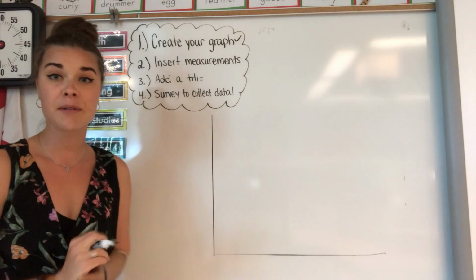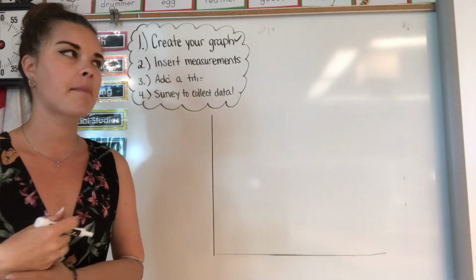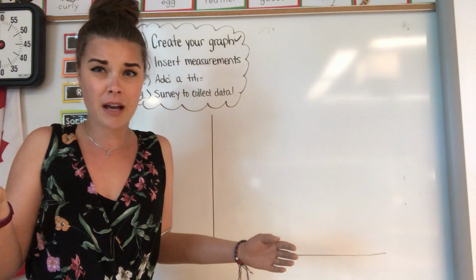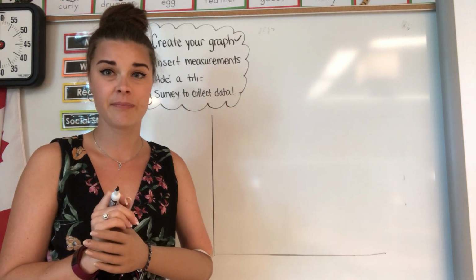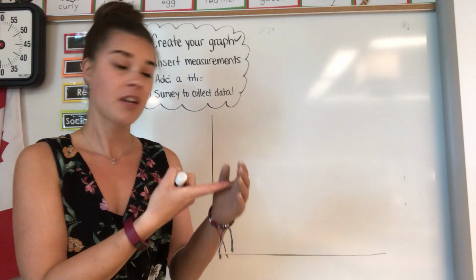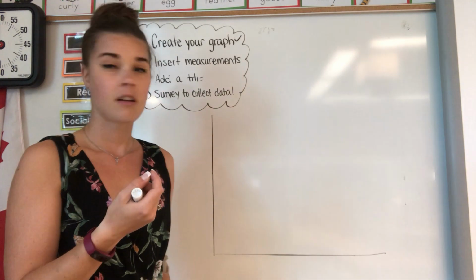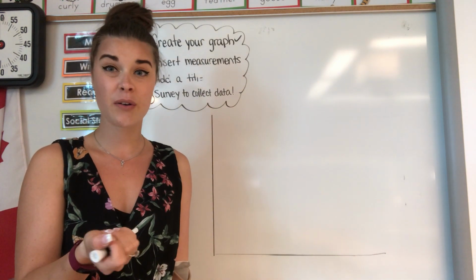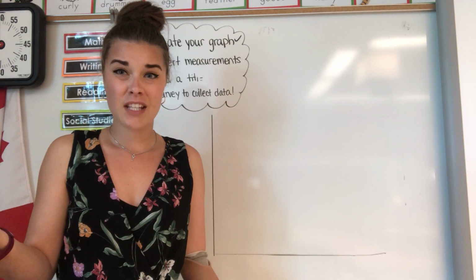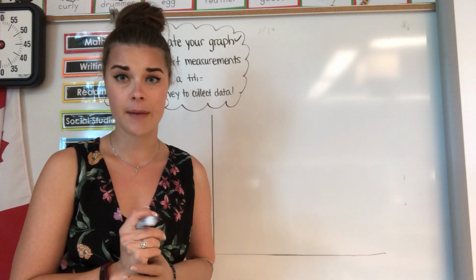Now it's time to insert our measurements. Let's stop for a moment and think about what we are trying to measure or collect data on. We're going to collect data on the weather, so we know there's going to have to be a weather option. We also need to include days: what days we experience that weather on, or how many days we experience that weather on.